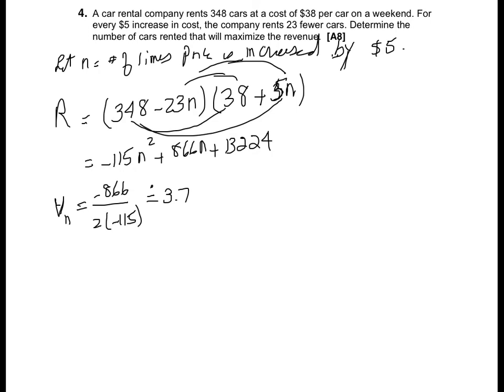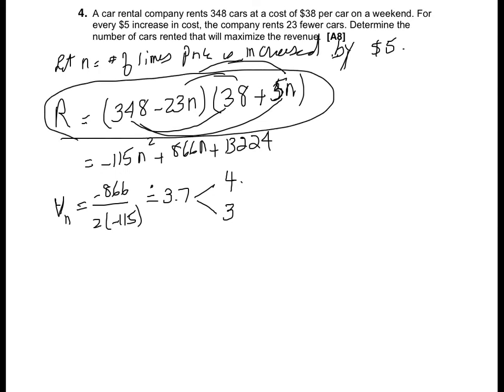Since n represents the number of times you are going to increase the price, n has to be a positive integer. It can't be 3.7 times. So this means that it has to be rounded. Now we can round it up to 4 or round it down to 3. Now what we have to do is substitute n to be equal to either 4 or 3 in this equation and find the revenue.